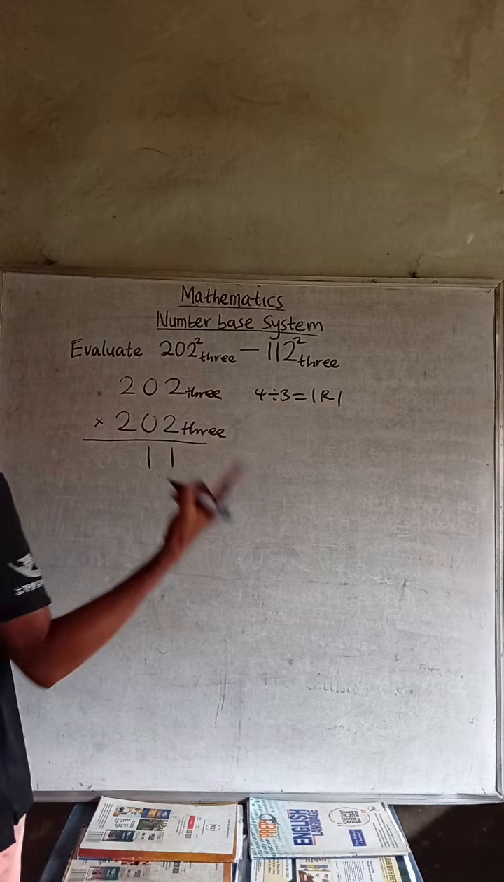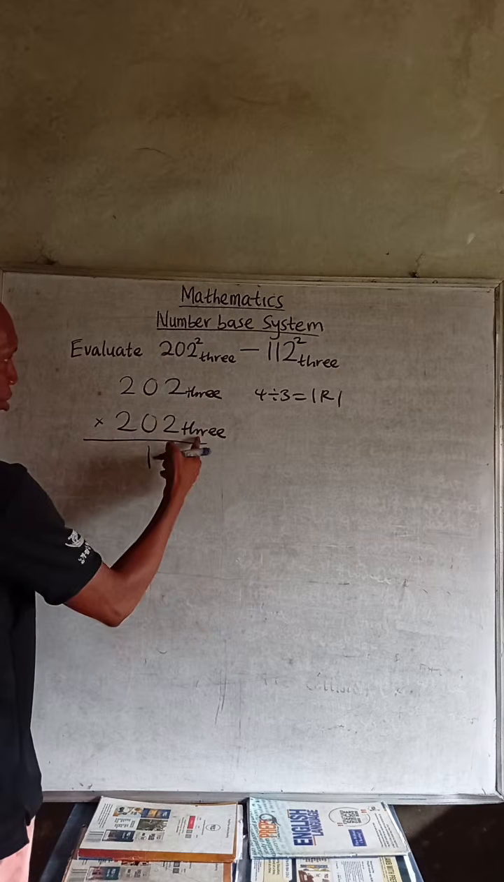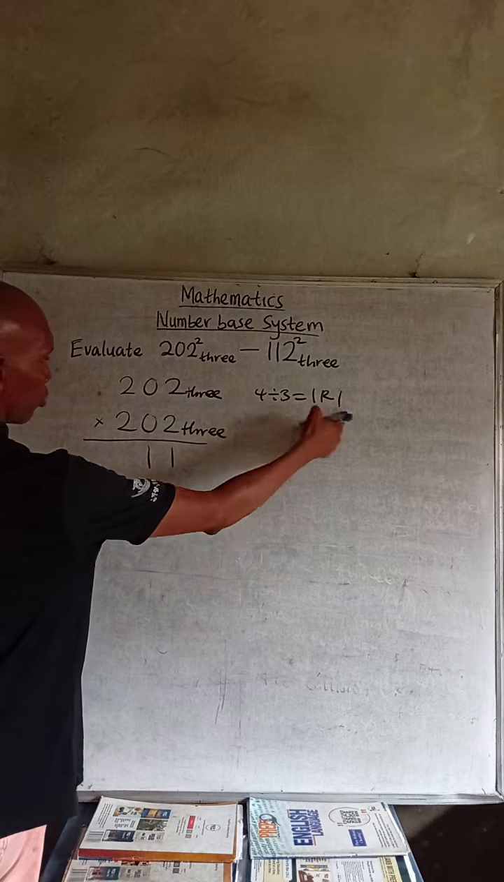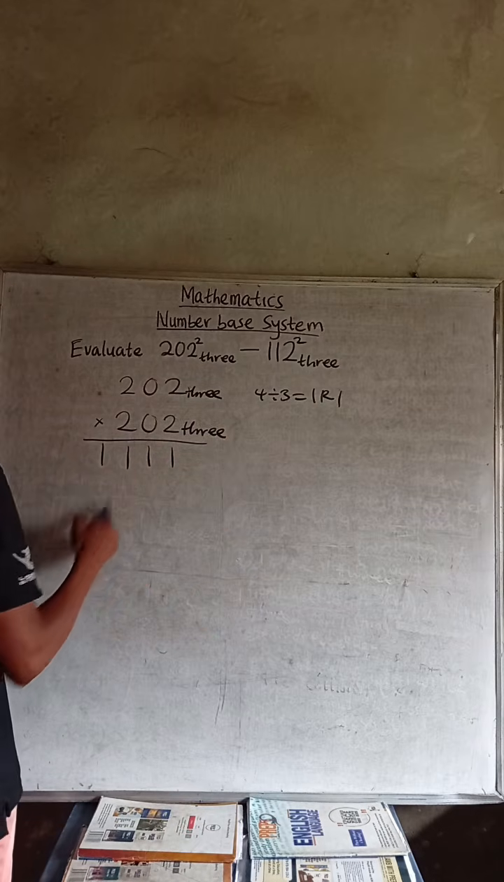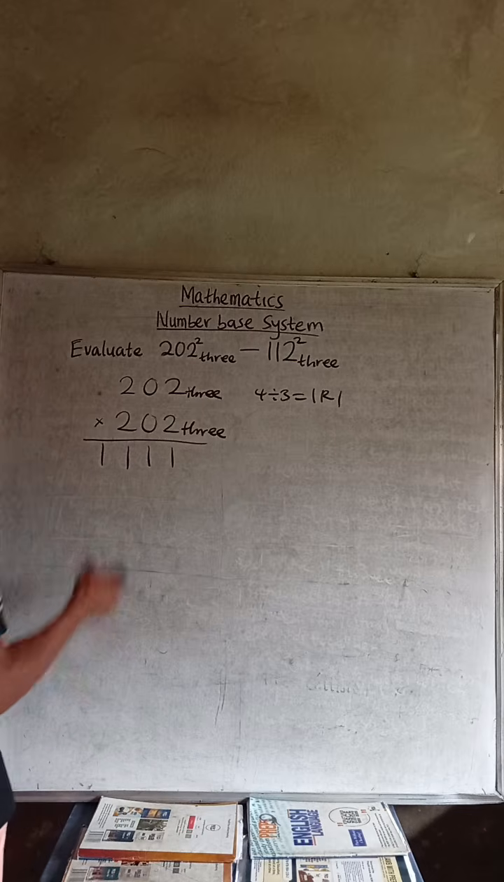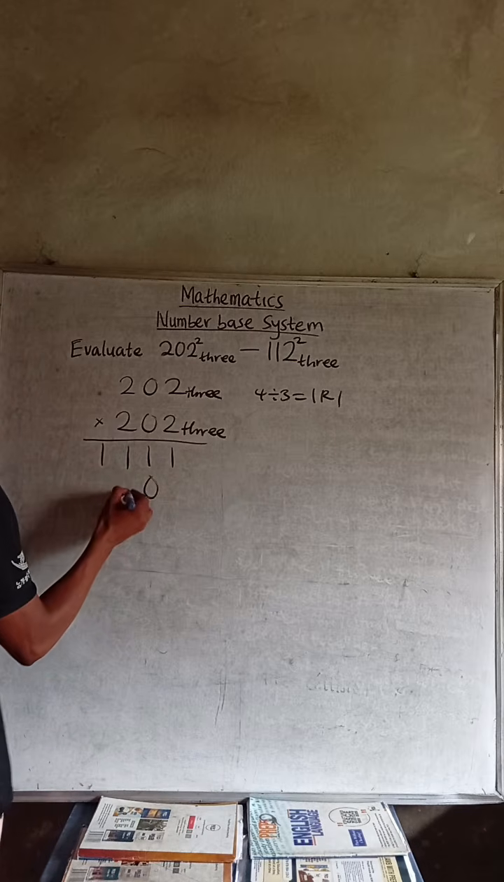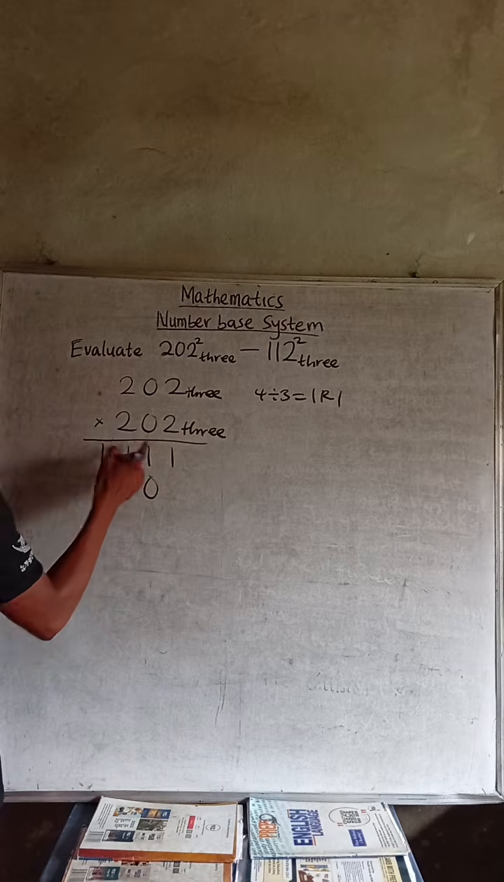2 times 2, 4. We can't write it down since it's base 3. 4 divided by 3, 1 remainder 1. So you write the 1 here. Write the 1 and the other 1 here. Then 0 times 2 is 0, 0 times 2 is 0, 0 times 2 is 0.